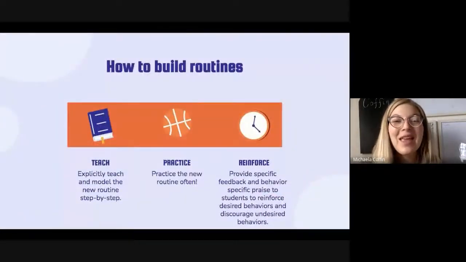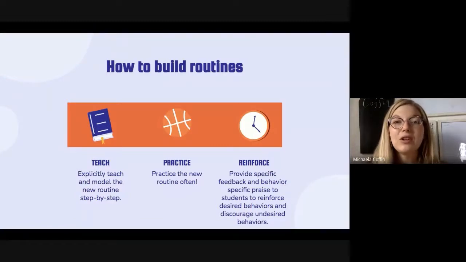Okay. So we also like to just give a brief reminder when building routines. You may introduce it once and then, especially when we think about secondary students, you think, I introduced it to them, I taught them what to do, why aren't they doing it? So we like to put this in as a reminder that you can explicitly teach and model the new routine step by step, but they still require practice to make it habit.